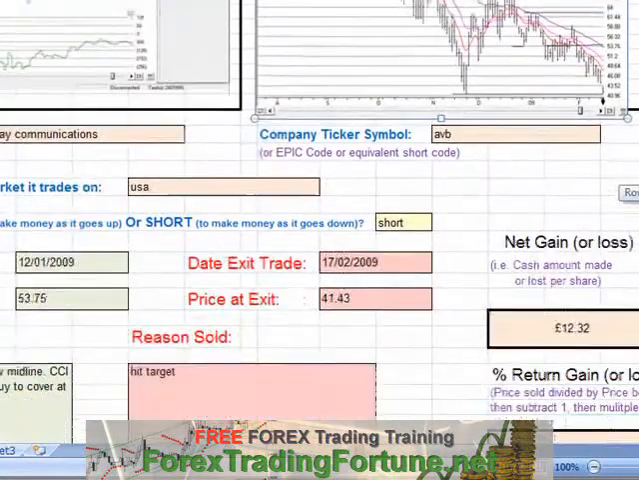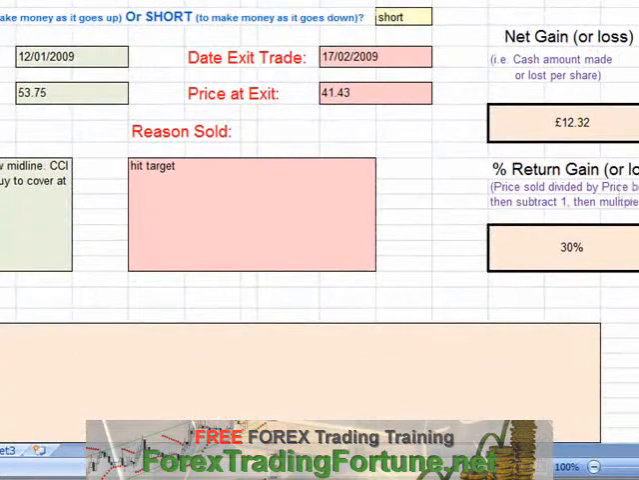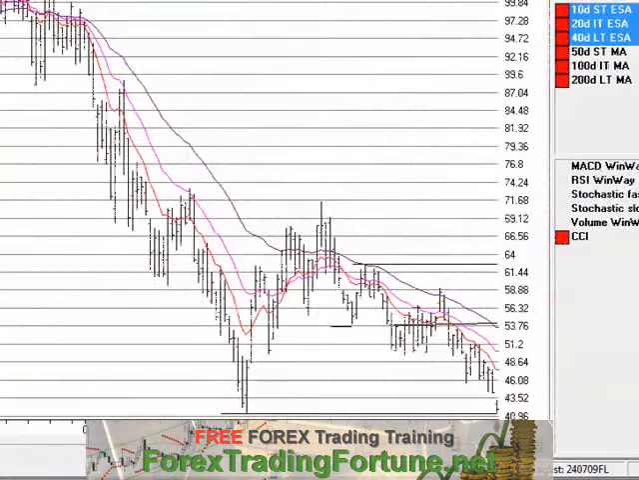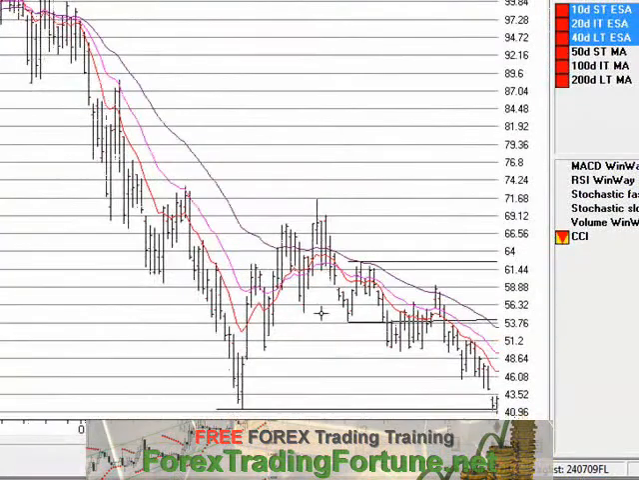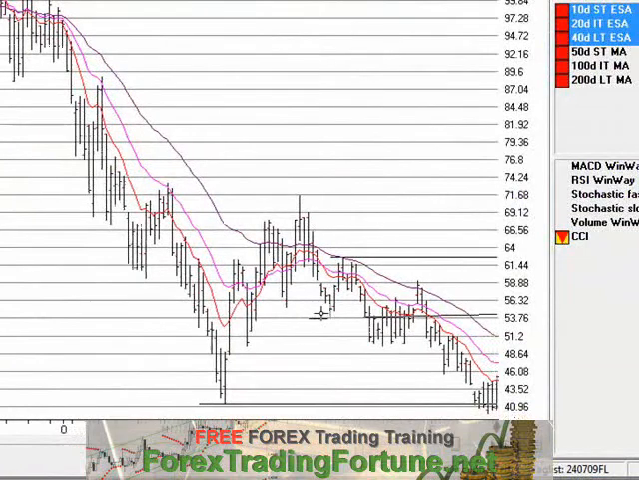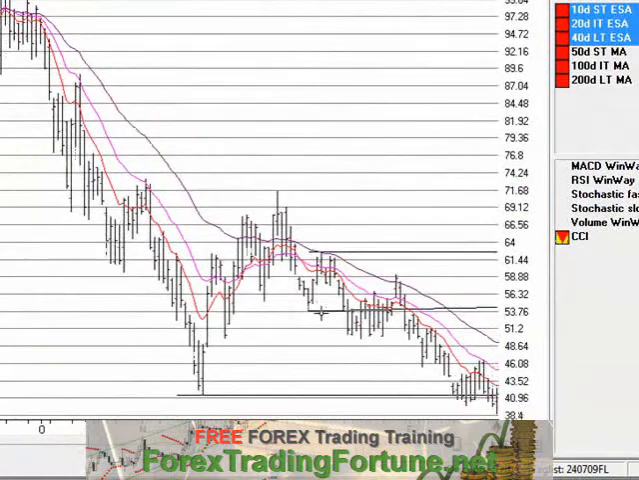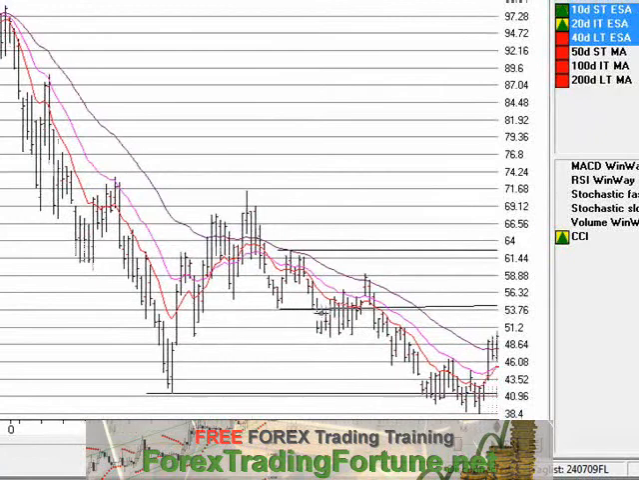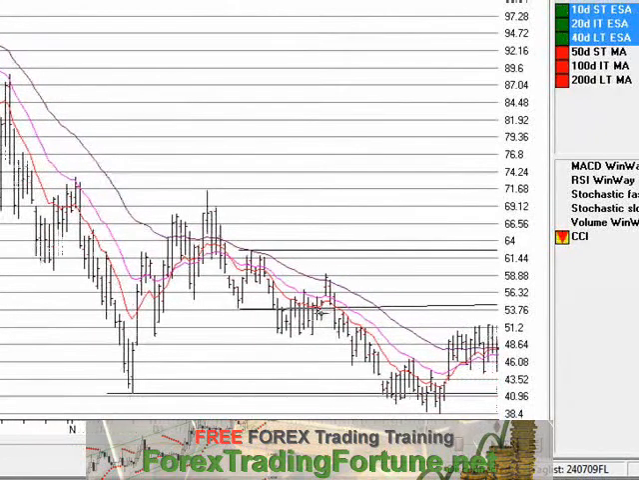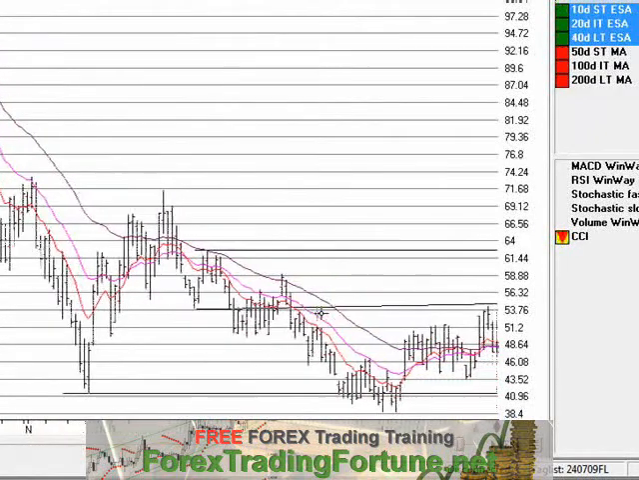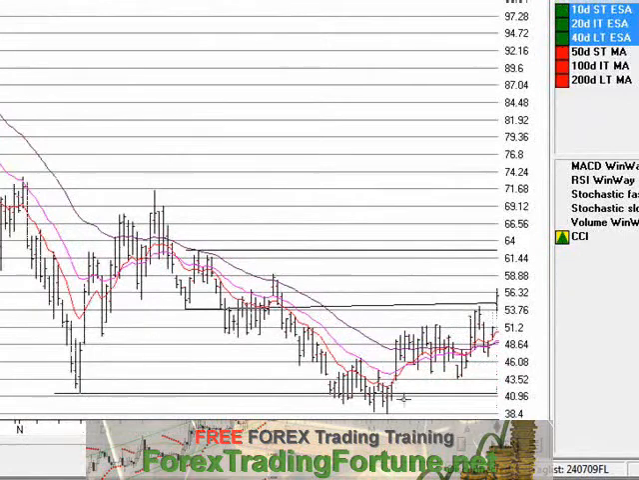Was there anything to learn from that? Well, maybe your lesson was, hey, I noticed that it then kept on going down afterwards. Let's just see if it did keep on going down afterwards. No, it actually bounced there. Yeah, it pretty much bounced and turned. So it only went down a little bit. So there wasn't really much more we could have got out of that trade.